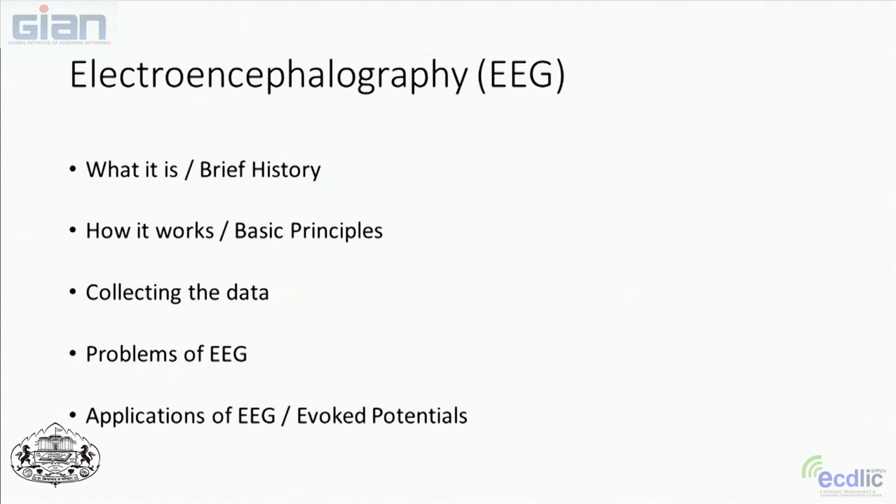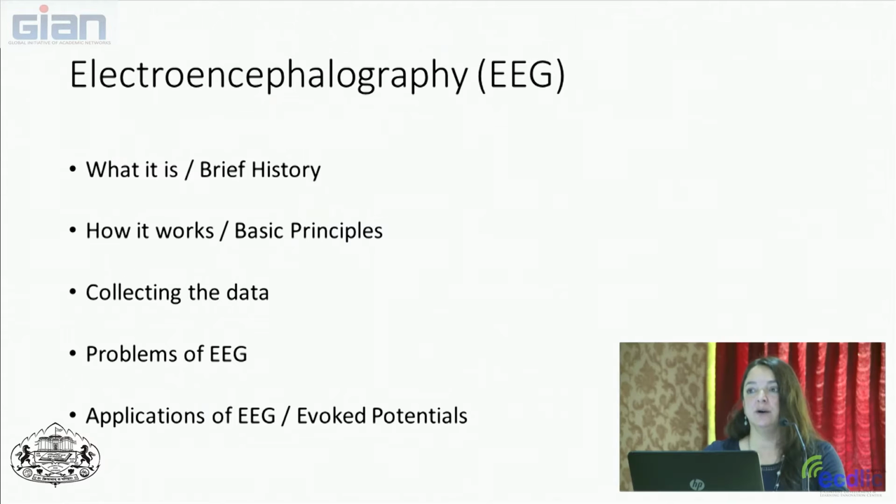EEG. We're going to talk more about this now. We're going to talk about what it is and the brief history of it. We're going to talk a little bit about how it works and its basic principles. We're going to talk about collecting the data. We're going to talk about some of the problems that we face when we deal with EEGs. And we're going to talk about applications of EEGs, which is going to include evoked potentials. Probably some of you who work with the brain have heard of evoked potentials before, but we're just going to talk briefly about those.